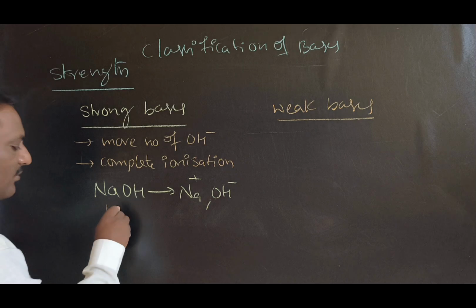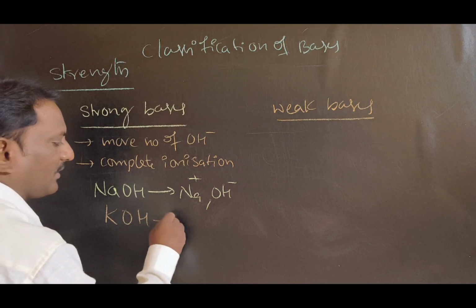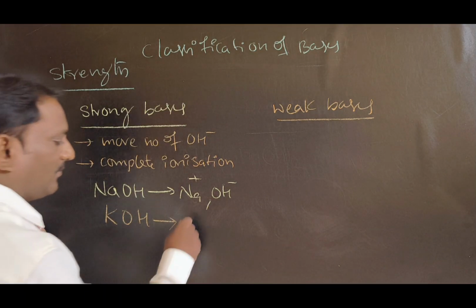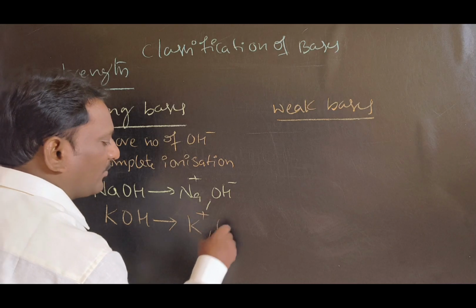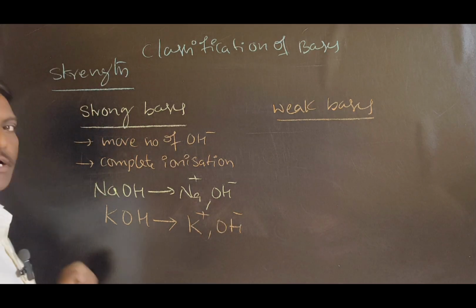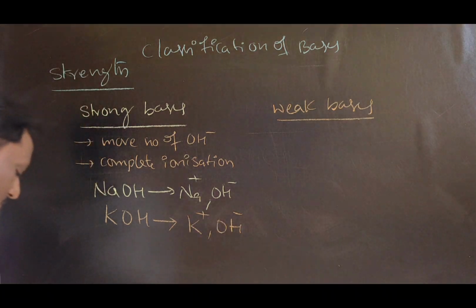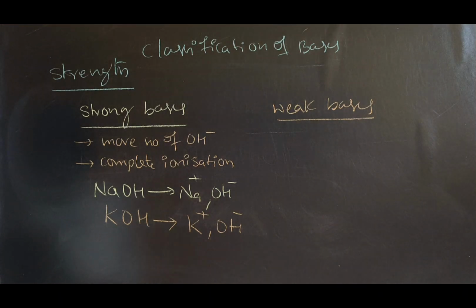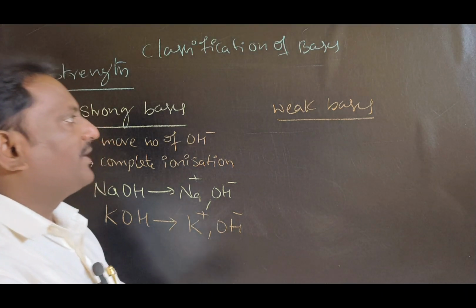Next one, potassium hydroxide, KOH, is considered as a strong base because it also produces more number of OH minus ions on complete ionization. The strong base. Next one, weak base.